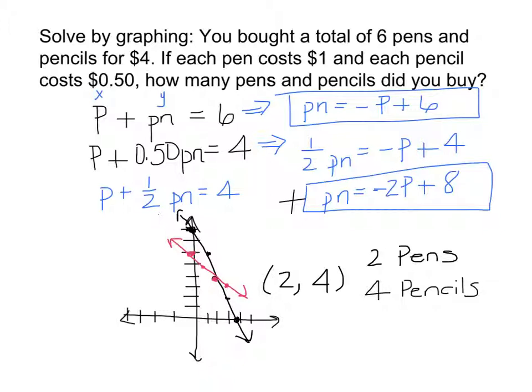And in the first equation, I used pink. And I started at 6, and my slope was down 1 over 1. And I kept going till they intersected at (2, 4). Remember, my X was pens, and my Y was pencils. So that means I had 2 pens, 4 pencils, for a total of 6. And it should equal up to $4 because each pen was $1, so that's $2. Each pencil was 50 cents, so that would make $2. And 2 plus 2 is $4. And there you have it.